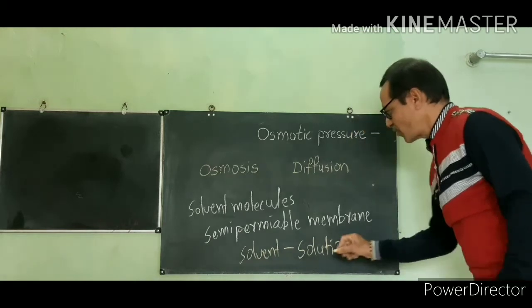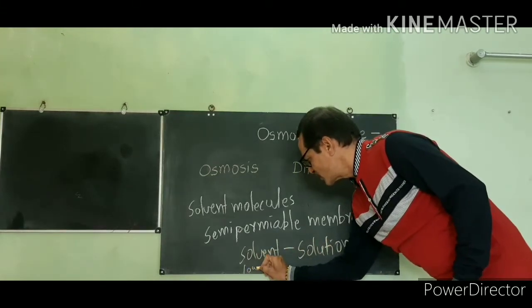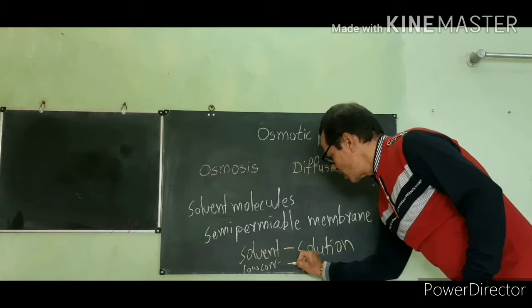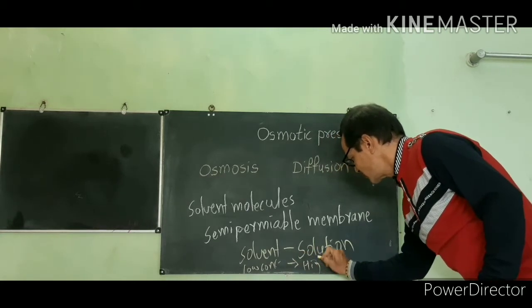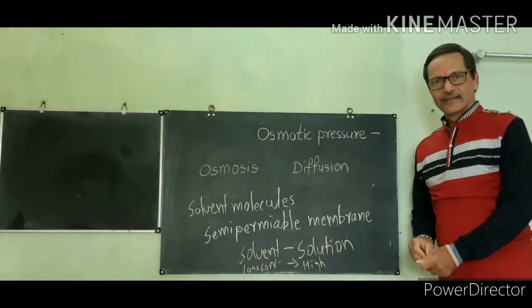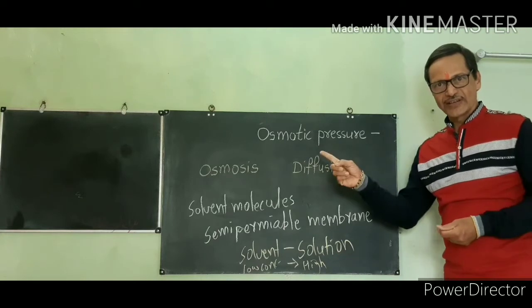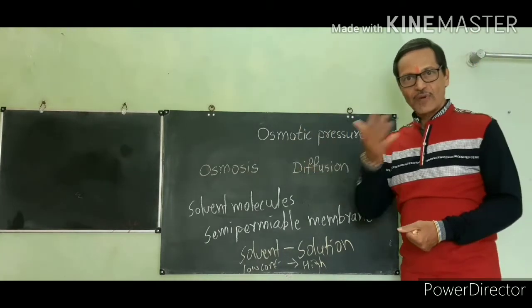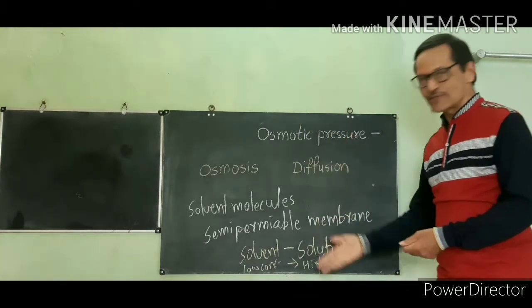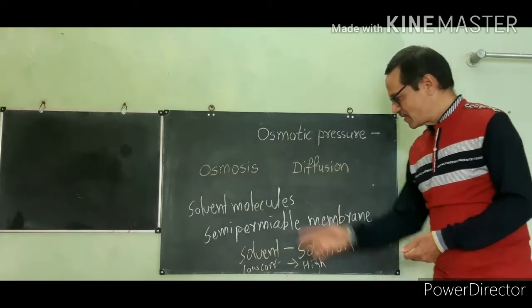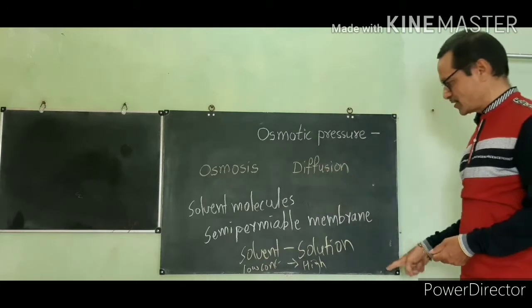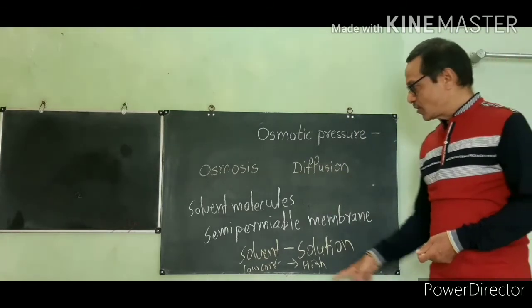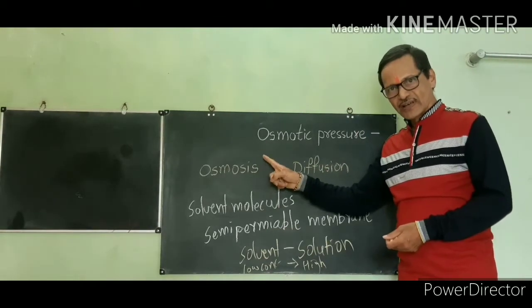Or from low concentration to high concentration. This is opposite to nature. In nature we see flow from high to low, but this phenomenon is observed from lower concentration to higher concentration. So this is called osmosis.